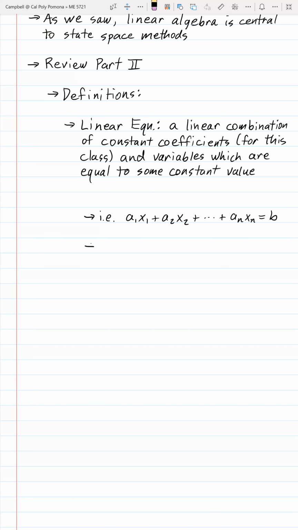Now, one of the things that we have to recognize is to be a linear equation, we can't have any transcendental functions like sine, cosine, the exponential function, etc., or products between the different variables.